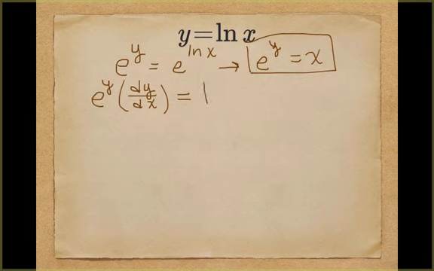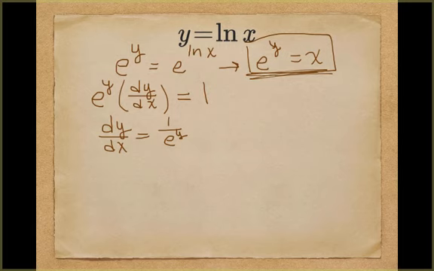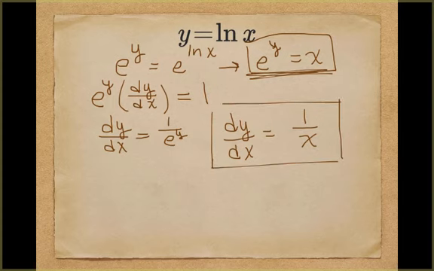Then getting dy/dx by itself gives me dy/dx equals 1 over e to the y. Well, remember right here we said e to the y was equal to x. So then that leaves me with dy/dx equals 1 over x. And that is the derivative of the natural log of x is 1 over x. And that is our formula for the derivative of the natural log of x.